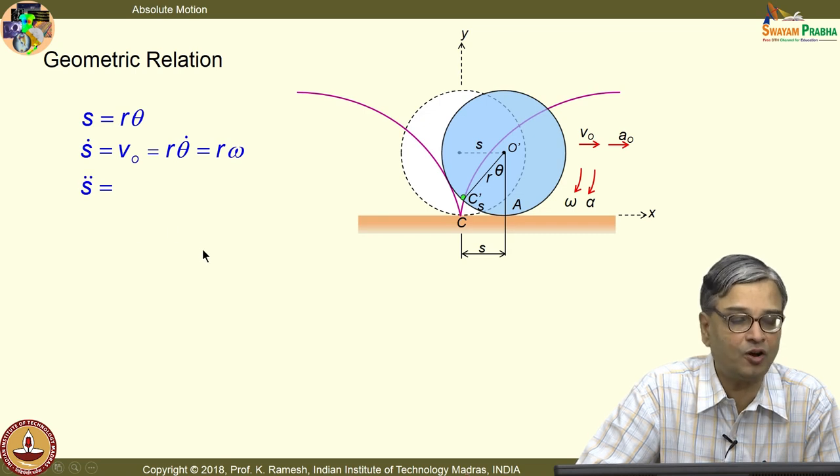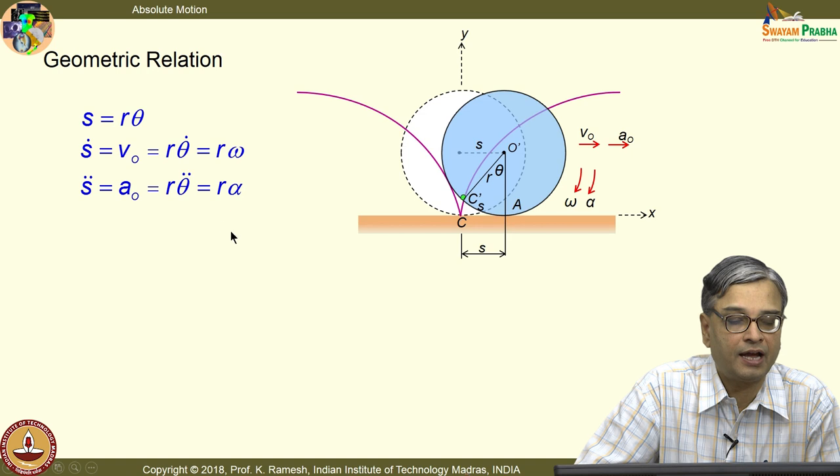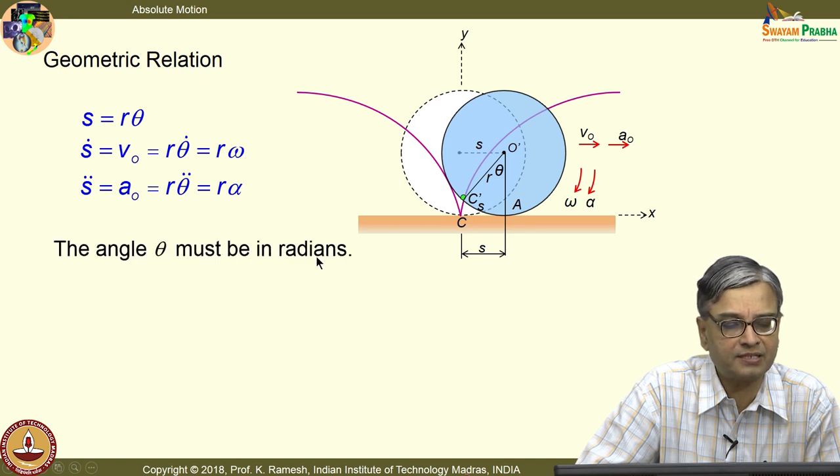And I have S double dot is a naught. That is nothing but R theta double dot, and that is equal to R alpha. Very simple and straightforward. It is a classical example that we start with when we discuss absolute motion. As I mentioned earlier, theta must be in radians.